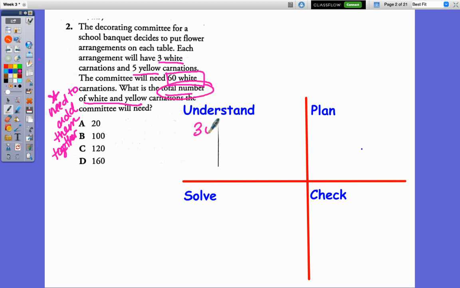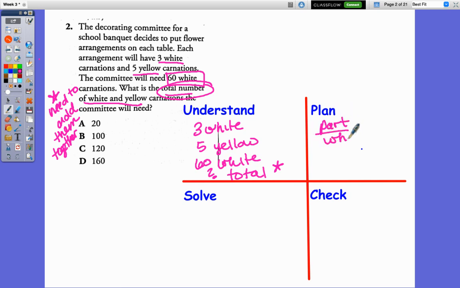So I have 3 white. Ooh, that was a really weird W. And 5 yellow. I have 60 white. And the question is what is my total? And I'm going to star that, be careful. So my plan is part to whole. And be careful because you need to add your white and yellow to get your total.